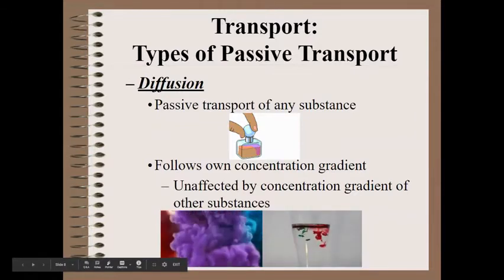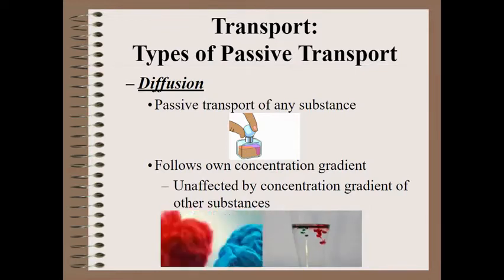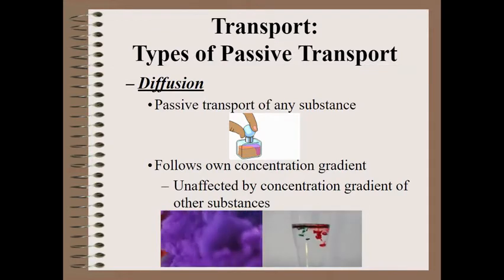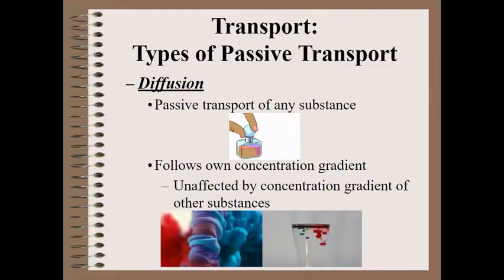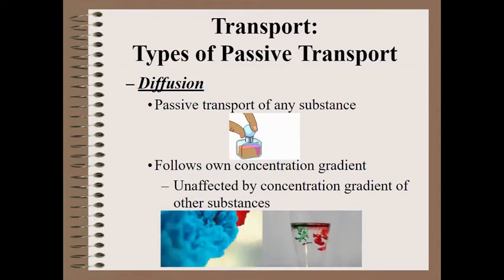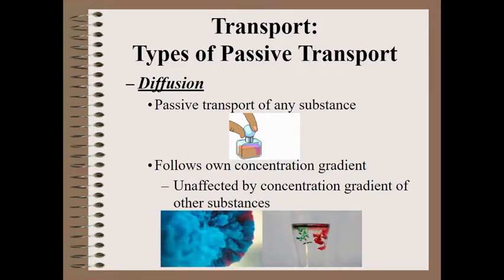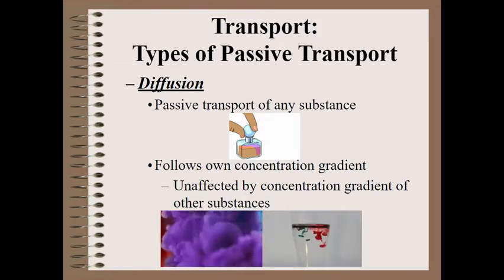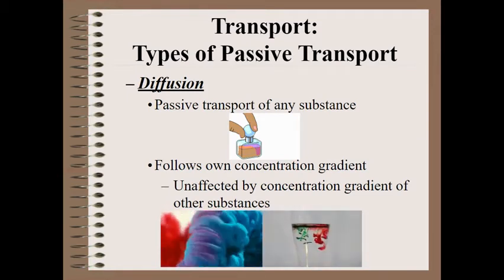One example of passive transport is diffusion. And diffusion is the passive transport of any substance. So it's a general term, which means that something is going from high to low concentration. And different substances will follow their own concentration gradient. So one substance is unaffected by the concentration gradient of another substance.